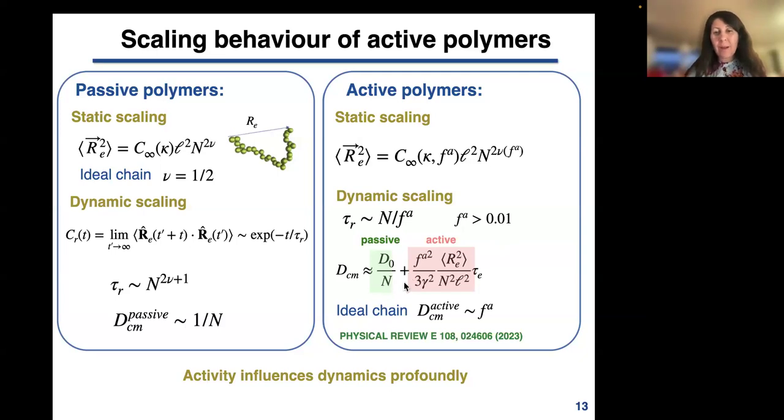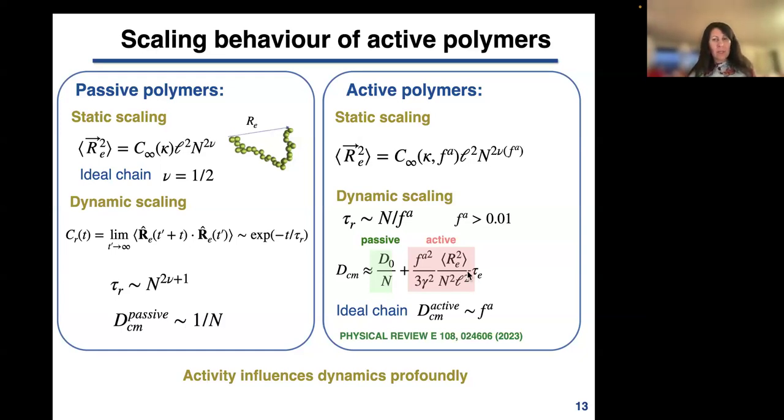And if you look at the center of mass diffusion, you have, of course, a passive contribution, the same way you would have it for an active Brownian particle. But then you have an active contribution that we have shown, just by summing over the dynamics of every individual monomer, is proportional to Fa squared, end-to-end distance squared, some prefactors which are constant, divided by n squared and the orientational relaxation time.